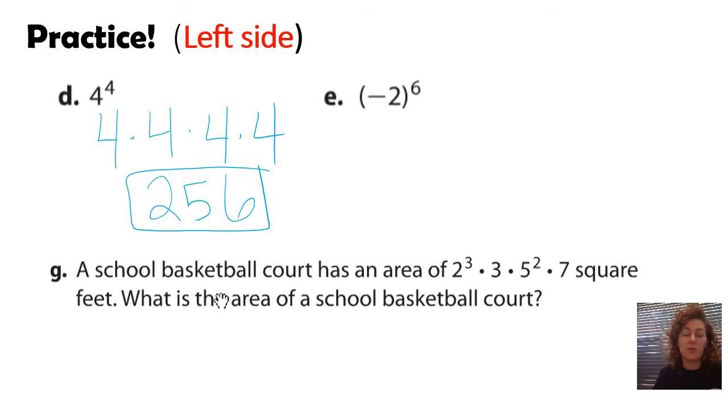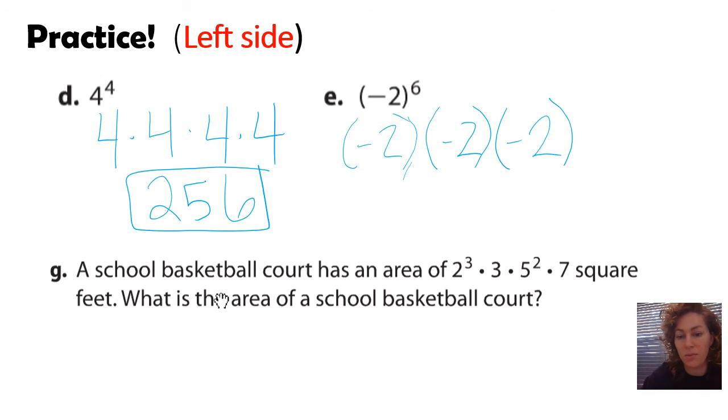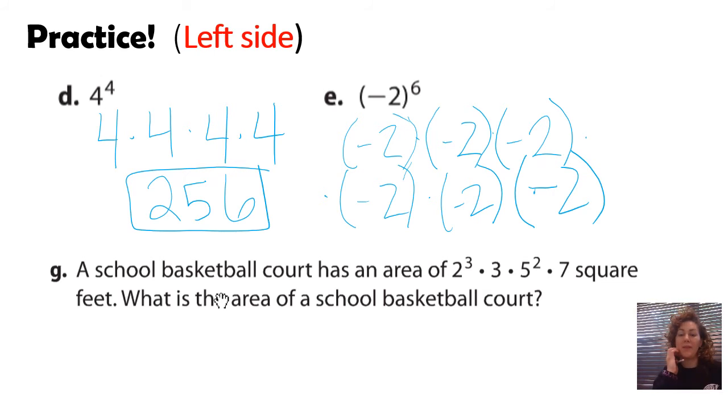Okay, negative 2 to the 6th power would be negative 2 repeatedly multiplied 6 times. Now, if there's a negative, you have to put it in parentheses. It's really important. I don't have enough space on one line, so I'm just going to do 2 lines. Negative 2 times negative 2 times negative 2 times negative 2 times negative 2 times negative 2. You have to put the negative in parentheses.